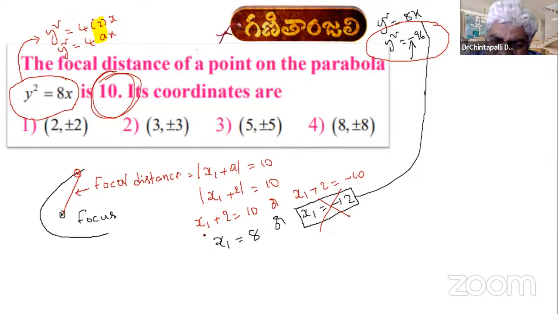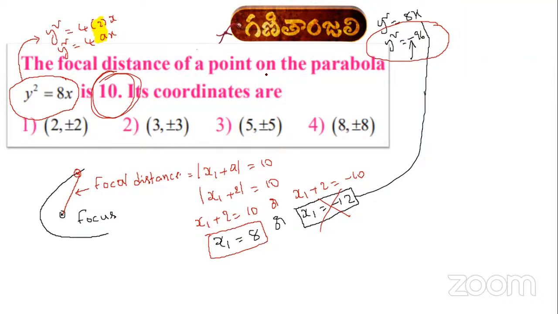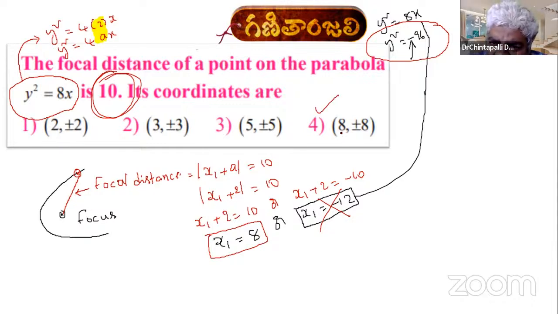సో వాట్ ఈస్ యాక్సెప్టెడ్ హియర్? x1 = 8 ఈజ్ ఓన్లీ యాక్సెప్టెడ్. ఓకే, x1 = 8 ఎక్కడ ఉందమ్మా అవుట్ ఆఫ్ ది 4 ఆప్షన్స్? ఈ 4 ఆప్షన్స్ లో x1 కోఆర్డినేట్ 8 ఎక్కడ ఉంది? ఫోర్త్ ఆప్షన్. ఓన్లీ 4th ఆప్షన్ ఉంది కదమ్మా.